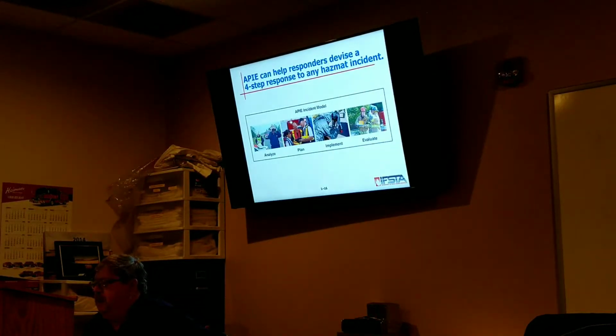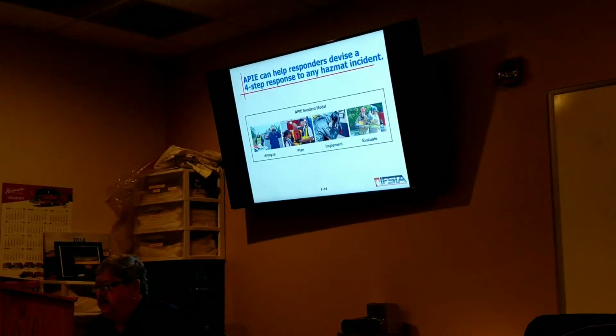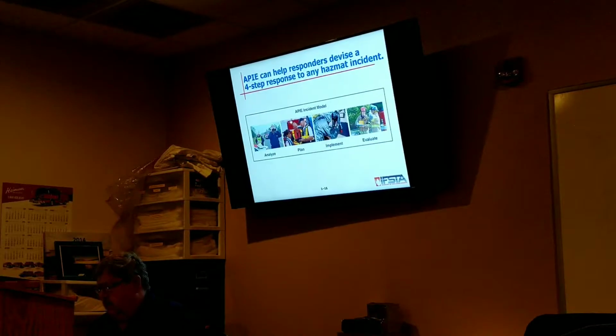Okay, this API can help responders devise a 4-step response. Anytime we have a hazmat incident, we can turn it into a 4-step. We can analyze it, which means that we're going to use the book. We're going to try to identify what's spilled. We're going to plan it. We don't go into any hazmat thing blind. We're going to plan it out step by step by step what we're going to do. Okay? Because this is one where we don't want to make a mistake.